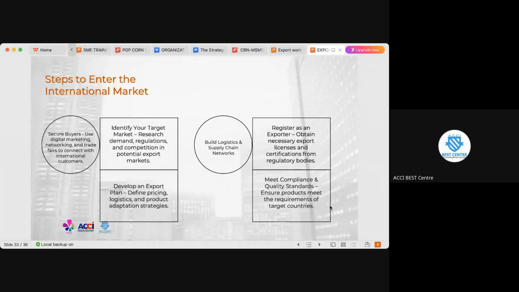After doing your research, identify your target audience, develop an export plan. I'm not going to talk about this because we have said a lot about it. Register as an exporter, and not only as an exporter, get all the necessary certifications that you need. Meet compliance and quality standards. Ensure your products meet the requirements of the target audience. Then build a logistics and supply chain network.